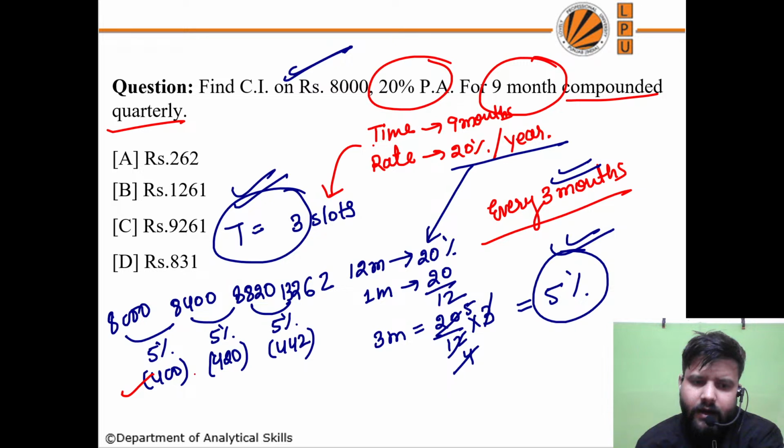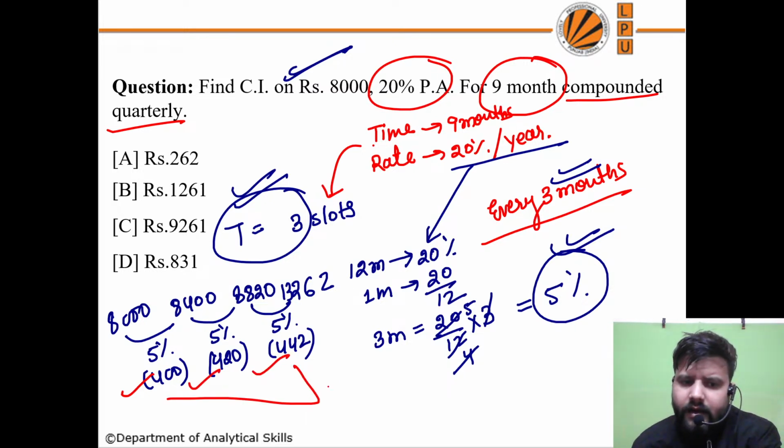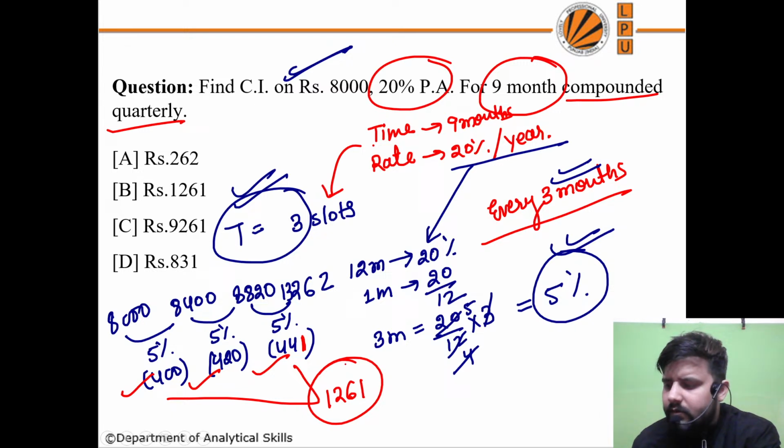So now they are asking for interest only. So interest is 400, 420, 441. So how much interest you are getting in total? It would be 1261. So that's why the final answer would be 1261. That is the total interest in this.